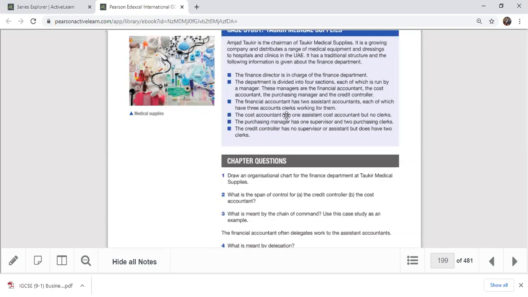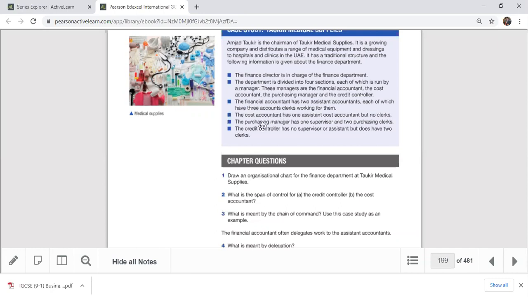The financial accountant has two assistant accountants, and each of them has three accounts clerks working for them. The financial accountant section is a large section, because bookkeeping, vouching, journal entries, ledger account maintenance, maintaining financial records, financial statement preparation, taxation, everything is done by the financial accountant.